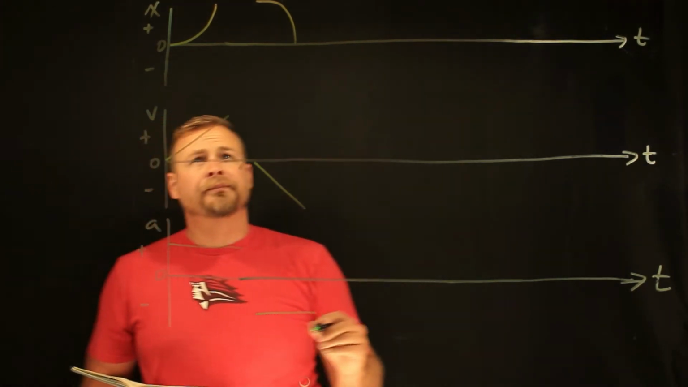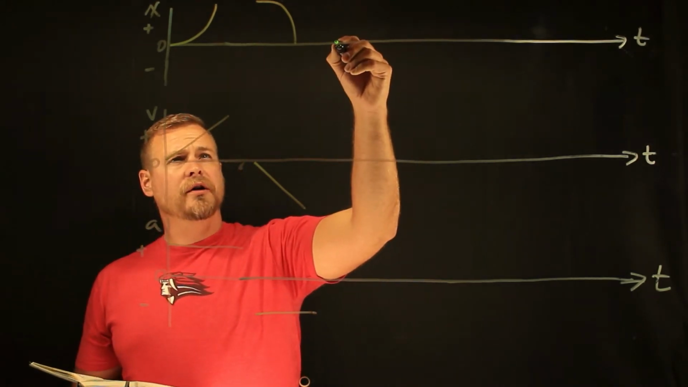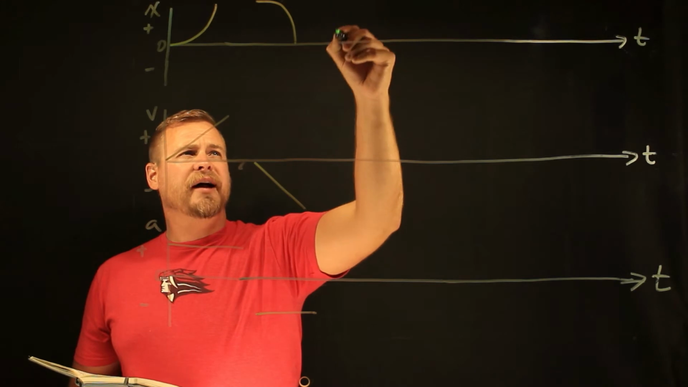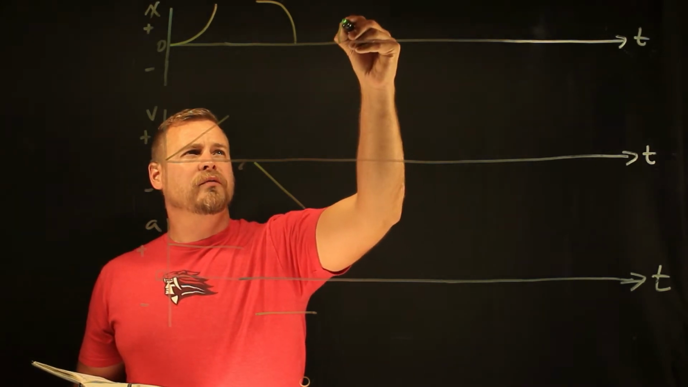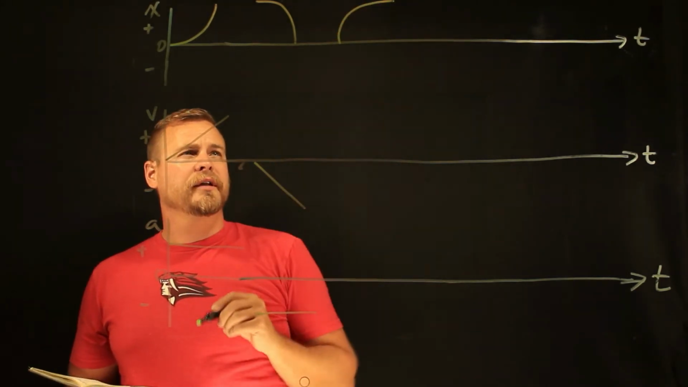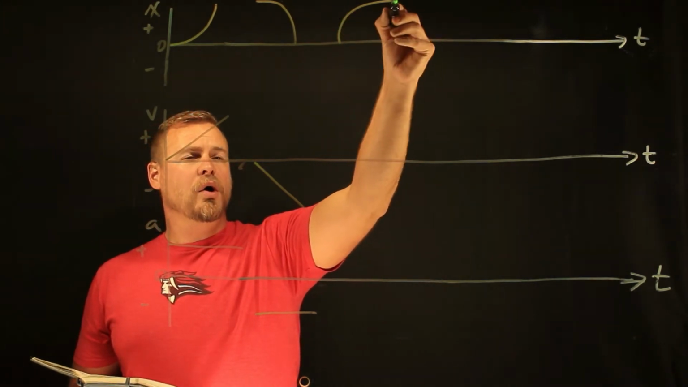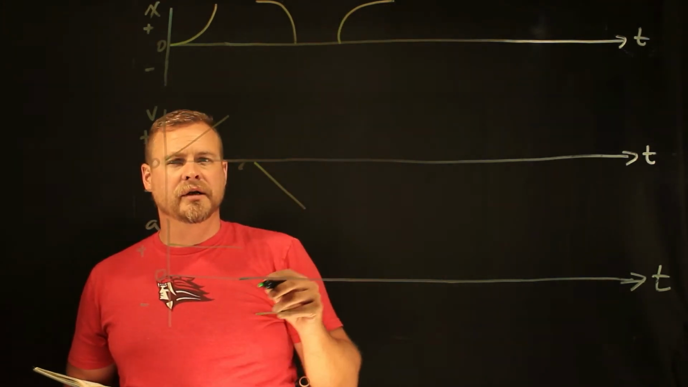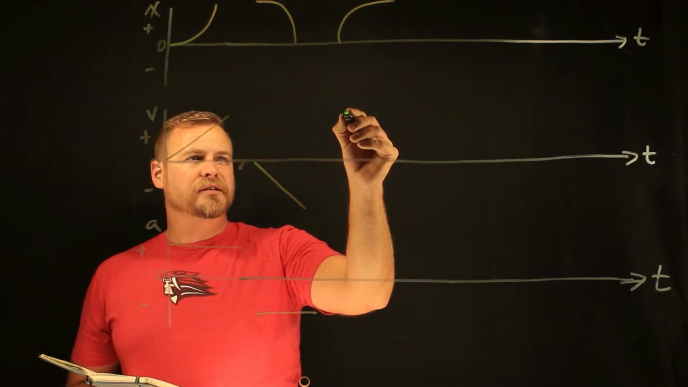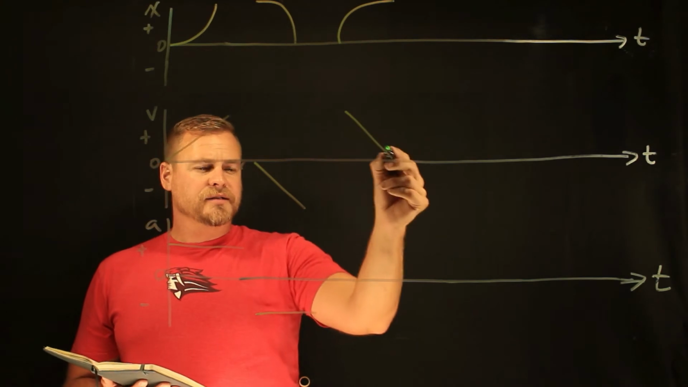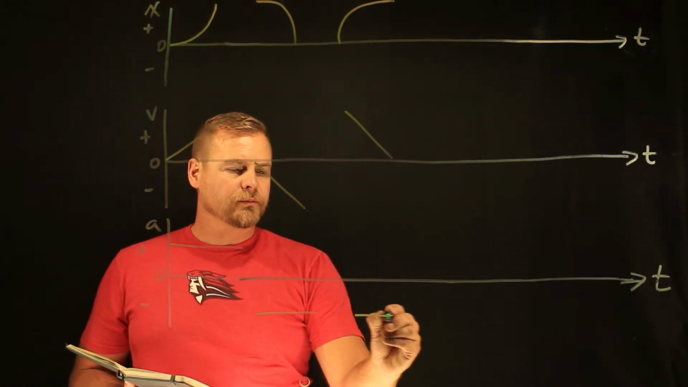If I started at my origin and I started out really fast, but then I slowed down while I was moving away, I would have a curve like this. And this is a large positive velocity to a small positive velocity. So a large positive velocity to a small positive velocity would look like this. Now that is a negative slope also.